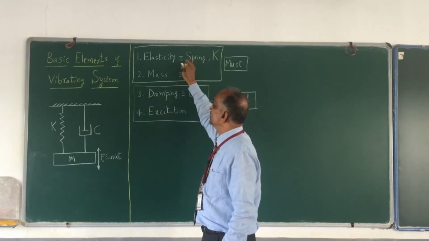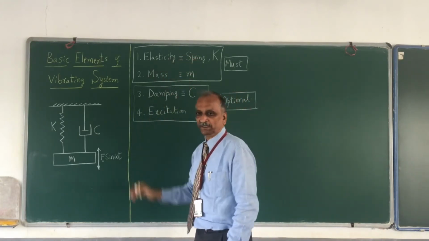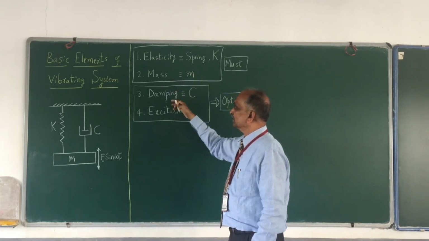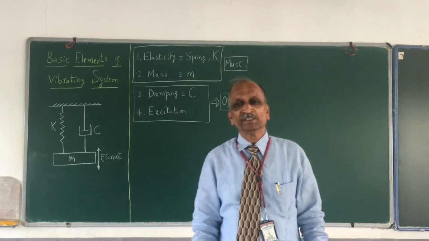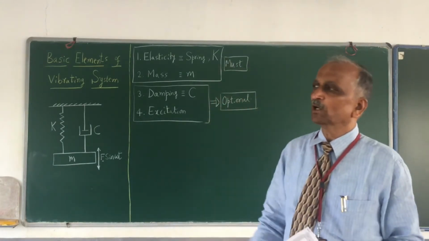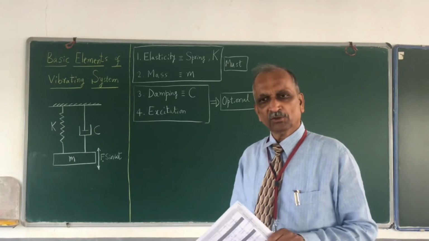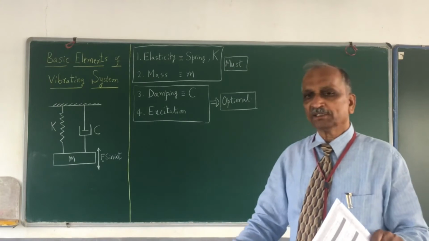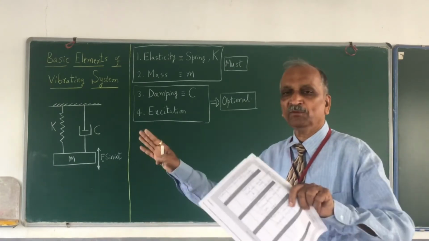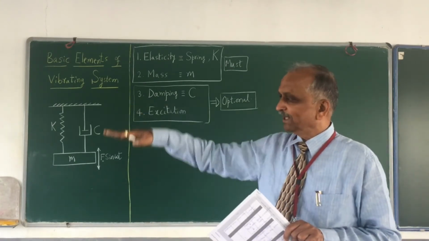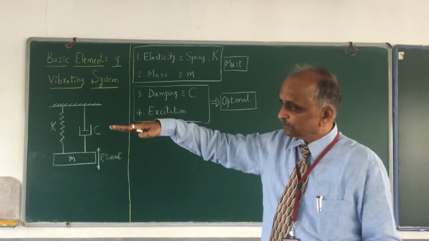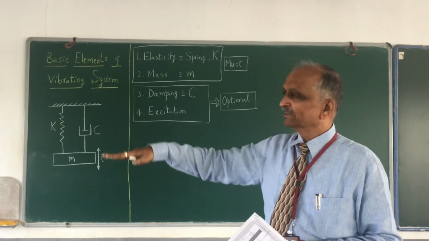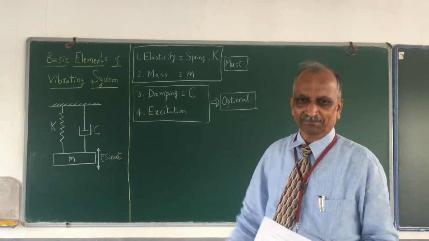One is called elasticity, which is represented by the spring, and the second one is mass. The third one is what is called damping. What is damping? Damping is basically a resistance for motion. If there is any resistance for motion, then we say that as the damping for the system. So if there is a vibration, and there is something opposing it, then probably this motion may die out after some time.